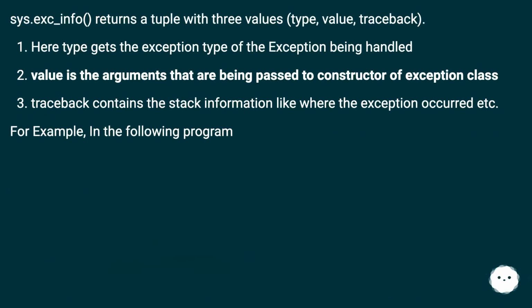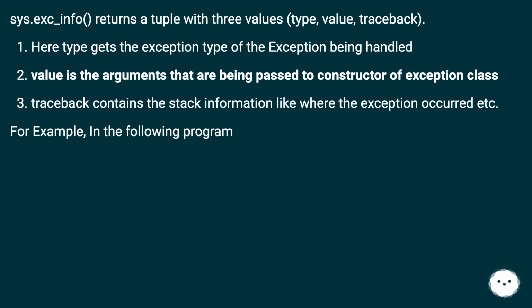sys.exc_info returns a tuple with 3 values: type, value, traceback. Here type gets the exception type of the exception being handled. Value is the arguments that are being passed to the constructor of the exception class. Traceback contains the stack information like where the exception occurred, etc.